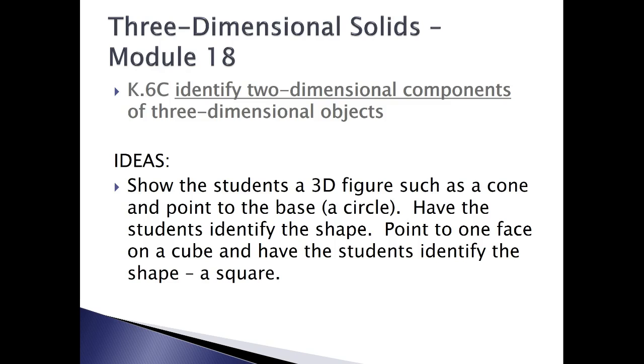Then K.6c says identify two-dimensional components of three-dimensional objects. So here you might show the students a 3D figure such as a cone, and point to the base where you have the circle, and have the students identify that shape. Then point to one face on a cube and have the students identify the shape, which would be a square.